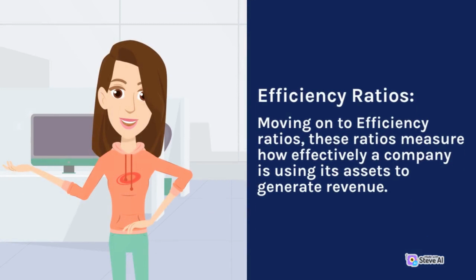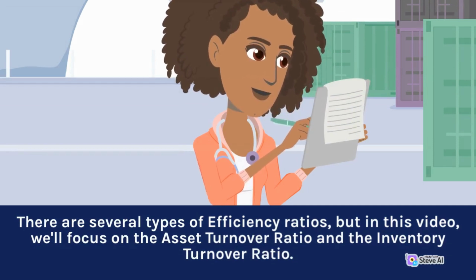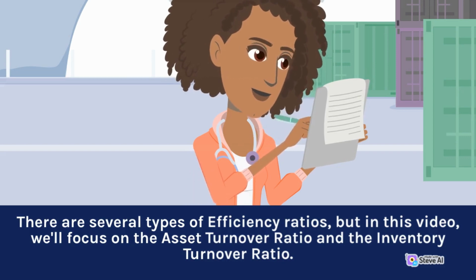Efficiency ratios. Moving on to efficiency ratios, these ratios measure how effectively a company is using its assets to generate revenue. There are several types of efficiency ratios, but in this video, we'll focus on the asset turnover ratio and the inventory turnover ratio.